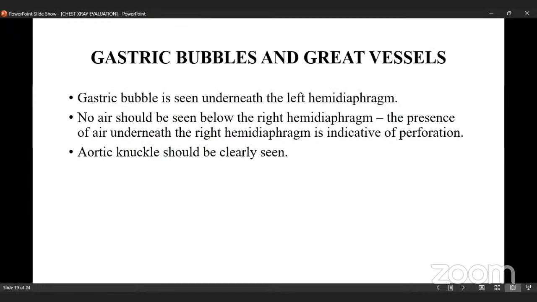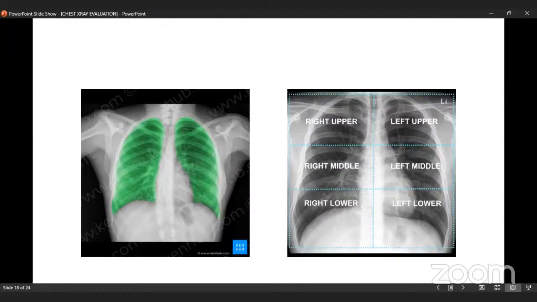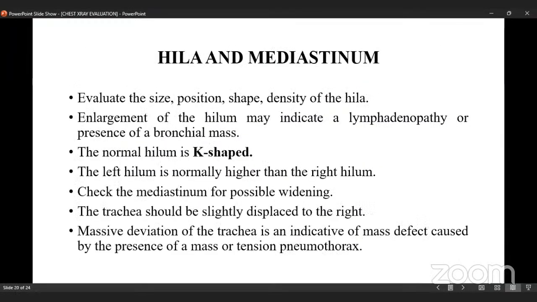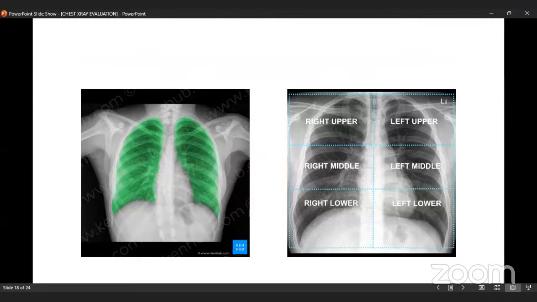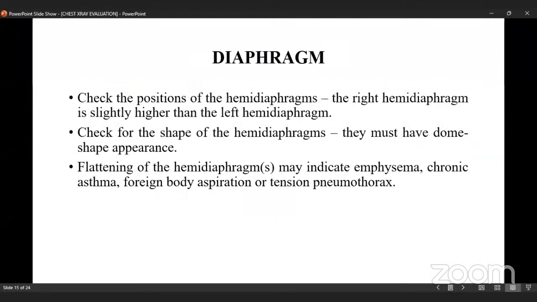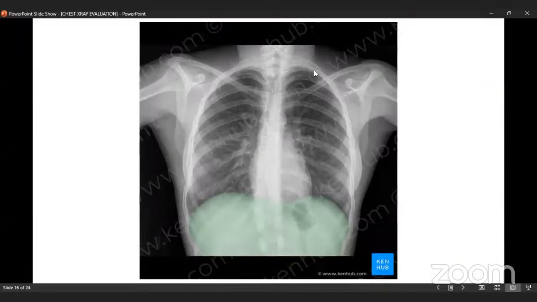Also, it is very important to look at the aortic knuckle, and it should be clearly seen. What is the aortic knuckle? The aortic knuckle is this thing. Let me try and trace it. You see this thing where I have demarcated? That's the aortic knuckle. It should be clearly seen. Okay. And then when you trace the aortic knuckle downwards, that's the descending aorta.